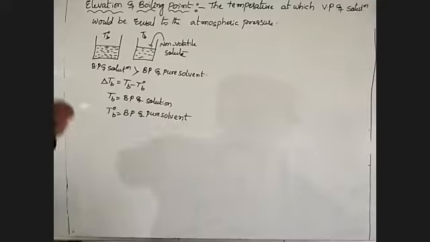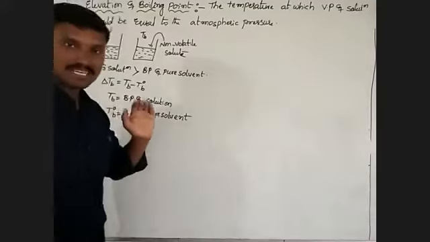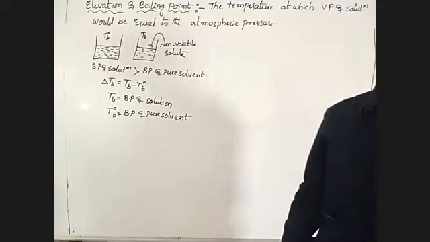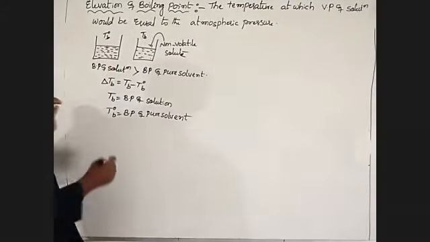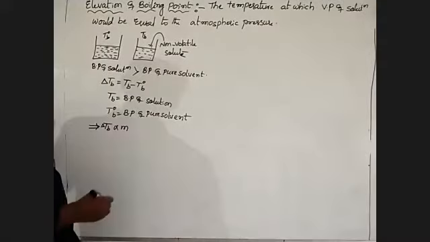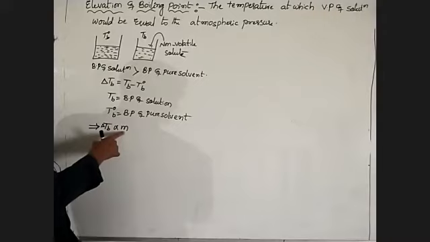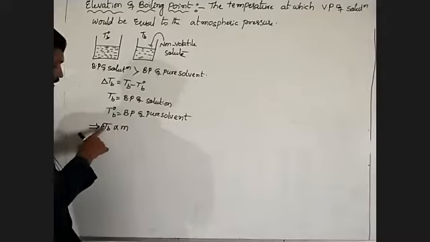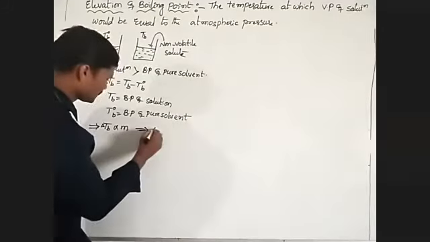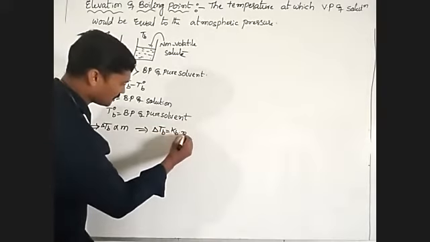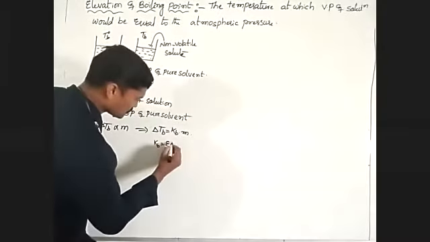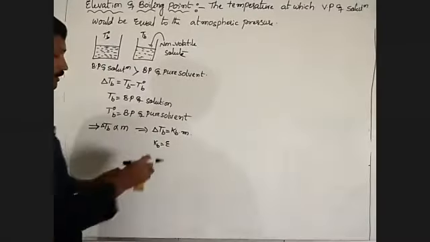For dilute solutions, elevation of boiling point is directly proportional to the molar concentration of the solution containing non-volatile solute. That means delta TB is directly proportional to m, the molality. That implies delta TB is equal to Kb into m. Here Kb means the ebullioscopic constant.